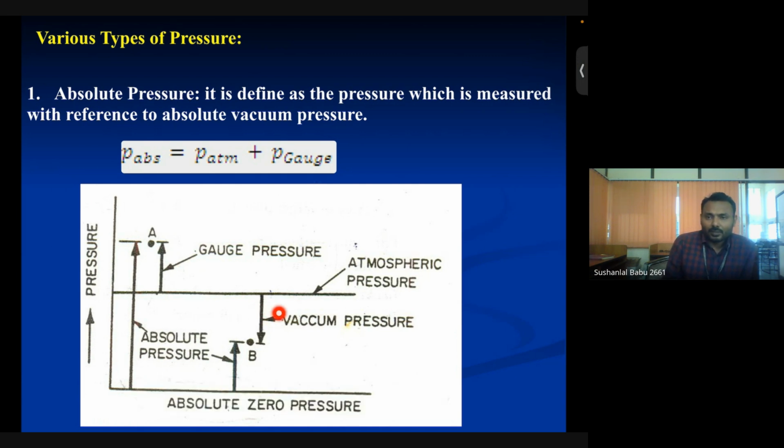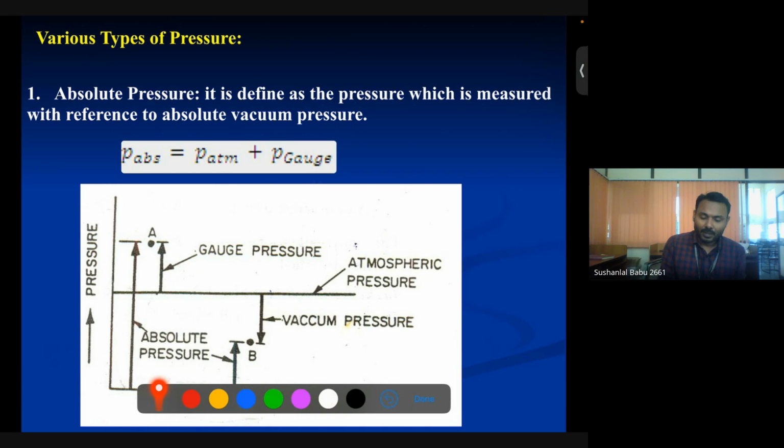Whereas minus 0.5 bar means the atmospheric pressure is 1 bar and the present pressure inside the chamber is 0.5 bar only. That means less than 1 bar, so it is vacuum pressure. We can just imagine from the values. And this is the reference line. If you keep the reference line as atmospheric pressure, then whatever pressure we measure above atmospheric pressure is gauge pressure, and whatever we measure below atmospheric pressure is vacuum pressure.